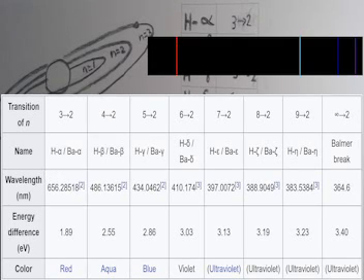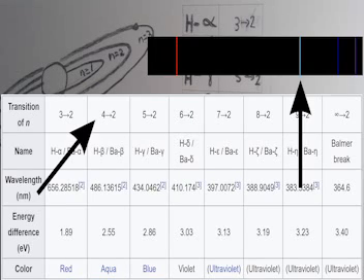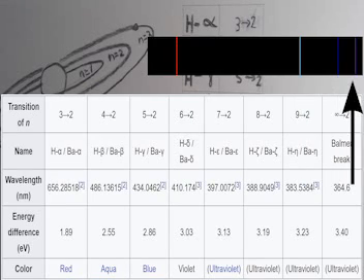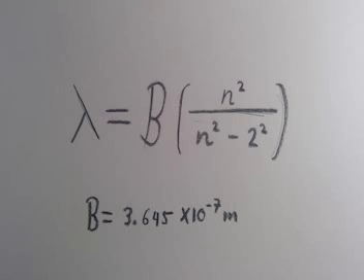Visually, when hydrogen transitions from orbital 3 to 2, it will emit a photon we interpret as red. From 4 to 2, aqua will be emitted, then violet, then UV. The wavelengths of absorption and emission spectra can be found through using Balmer's equation. In this equation, lambda is the wavelength, B is Balmer's constant, and N is the principal quantum number.